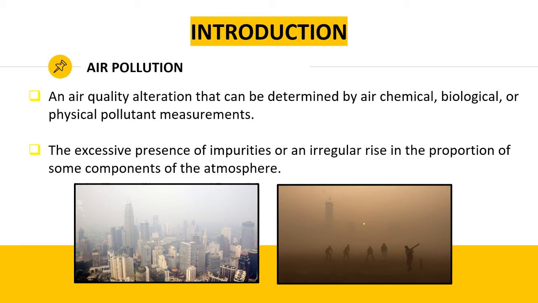Air pollution can be described as an air quality alteration that can be determined by air chemicals, biological or physical pollutant measurements. Air pollution also means the excessive presence of impurity or an irregular rise in the proportion of some component of the atmosphere such as sulfur dioxide or nitrogen.